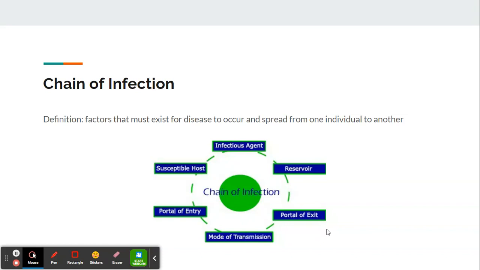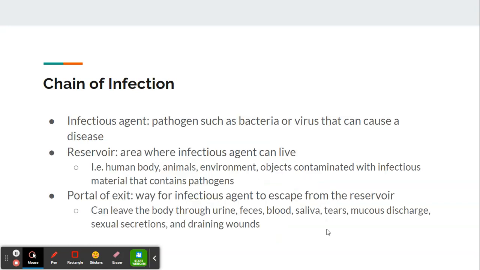So our primary aspects are going to be our infectious agent, our reservoir, our portal of exit, mode of transmission, portal of entry, and our susceptible host. We're going to break each of those down a little bit further. So our infectious agent is the pathogen. That's the bacteria, the virus, whatever is causing the actual disease.